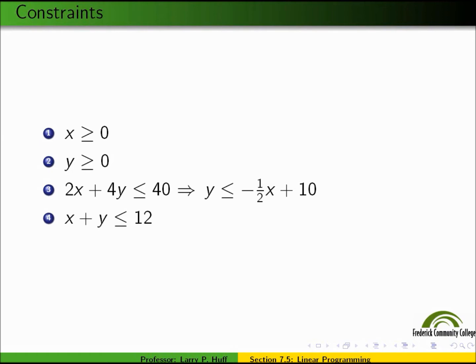Our fourth constraint here is x plus y is less than or equal to 12. This comes from the fact that we're only allowed to answer 12 problems for this specific test. We got to pick 12 and turn those 12 in. So x plus y is less than or equal to 12. The next step, so after we've defined our objective function and we've listed our constraints, the third step is to graph those constraints. So to do that, I'm going to move over to the writing tablet.